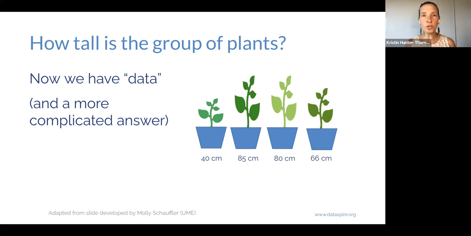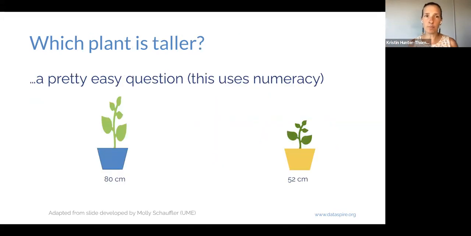We have multiple numbers in this instance. Data does not have to be numbers, but in this instance, we have multiple numbers, and we need to make a decision based on those numbers to answer a question that we have. Okay, let me give you another example.